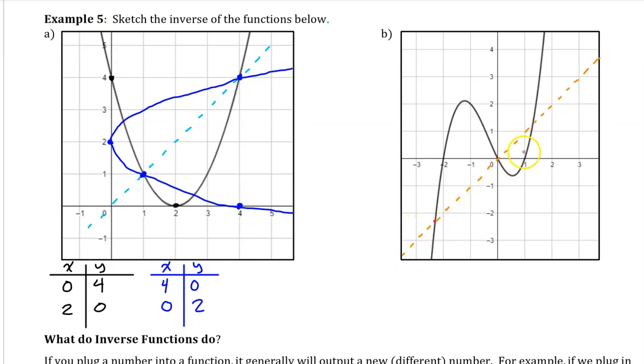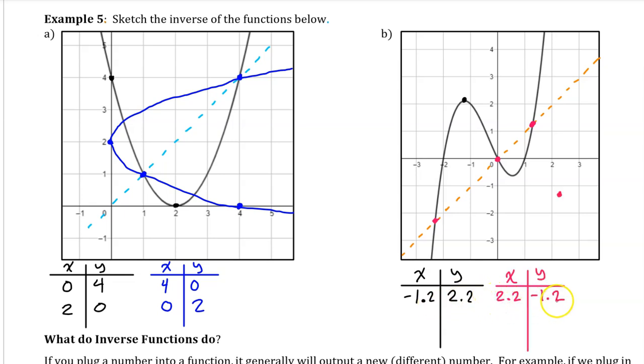Part B. Here's the line y equals x. These points from the original graph are on the line y equals x, and therefore they will also be on the inverse graph. This key point from the original graph is about negative 1.2, 2.2. The corresponding point on the inverse graph will be 2.2, negative 1.2, which is about right here. Another key point from the original graph is about 0.5, negative 0.5. So the corresponding point on the inverse graph is negative 0.5, 0.5, which is about right here.